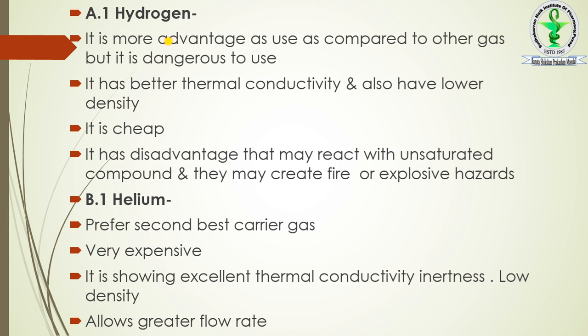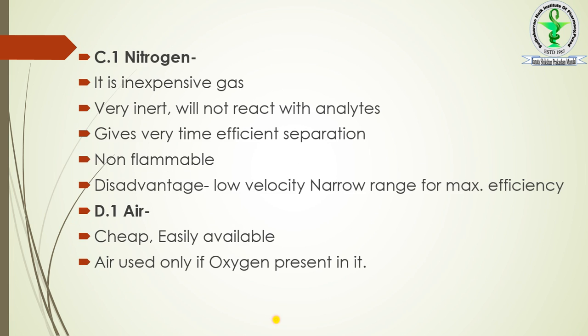So that is about hydrogen. Then the second one is helium. Helium is the second preferable type of carrier gas. The drawback is that it is expensive. The remaining ones are cheap, but it is expensive. It shows excellent thermal conductivity, inertness, low density, and allows a greater flow rate. The very important thing, it allows the greater flow rate. The flow rate is higher in this case, means the carrier gas जल्दी से travel होने लगती है. So that is about helium.